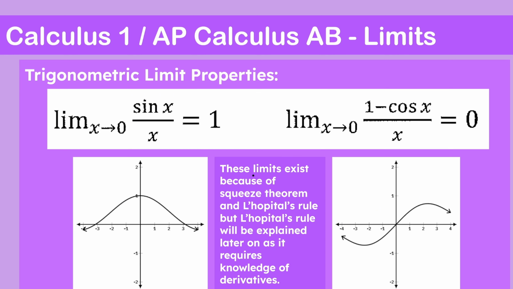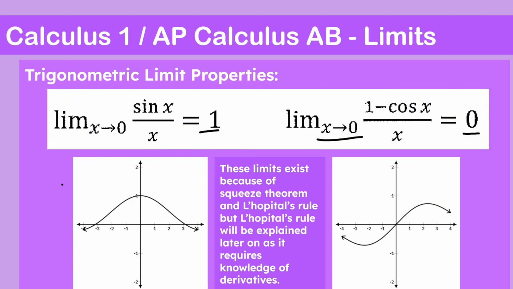Okay, so let's talk about some trigonometric limit properties. The limit of sine of x divided by x as x approaches 0 is equal to 1. And the limit of 1 minus cosine x divided by x as x approaches 0 is equal to 0. And you can see this visually here.